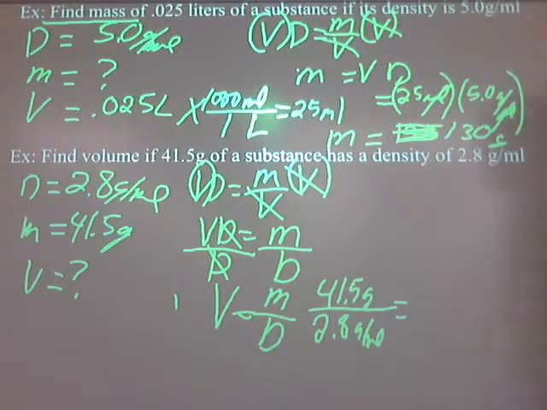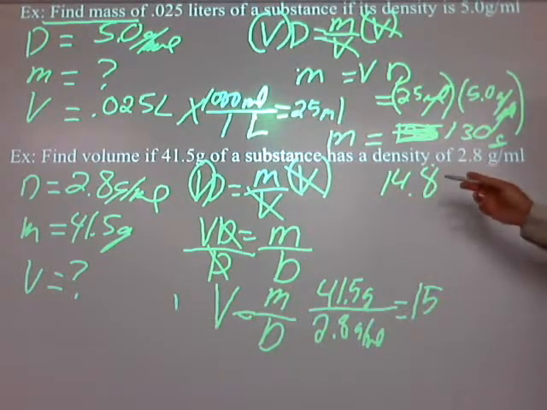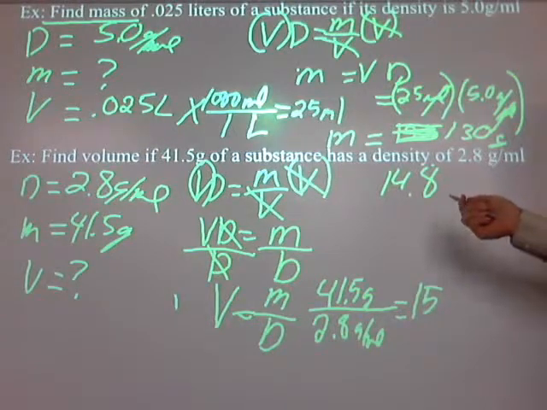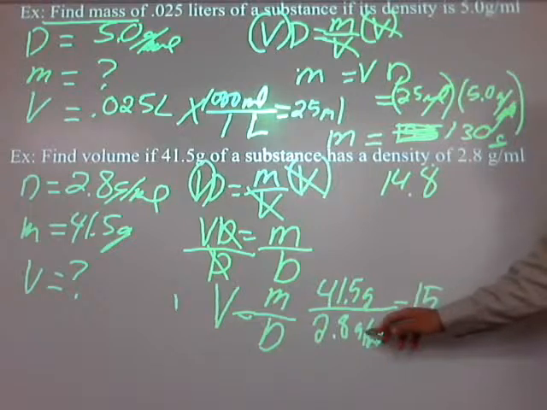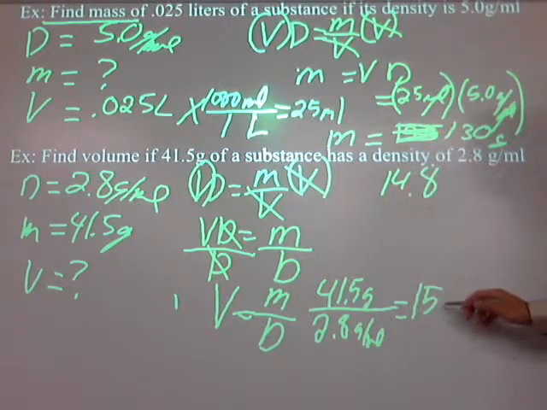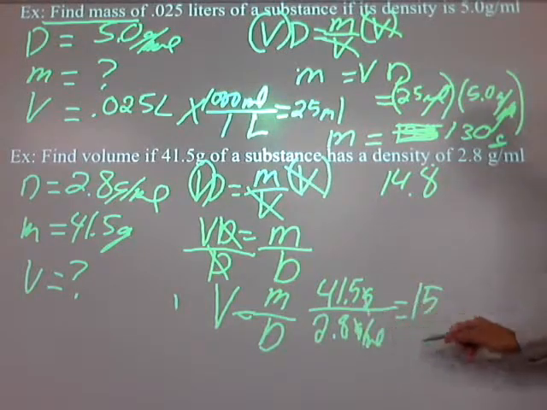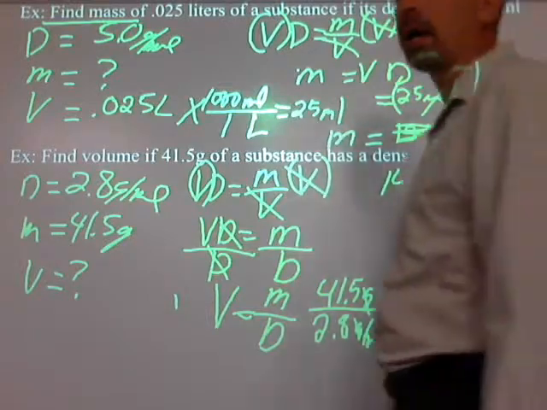Okay, divide those out. What do you get? Who's got an answer? Jen, what did you get? 15 milliliters. What did your calculator say? 14.8. 14.8 exactly, or well, a whole bunch of numbers after that, probably. Okay, well, whatever. She rounded it off to 15 because there are only 2 significant figures here, right? Does that make sense? Did everybody get 14.8? Okay, so 15, and grams cancel, leaves you with milliliters. Got it? Everybody good with that? All right.